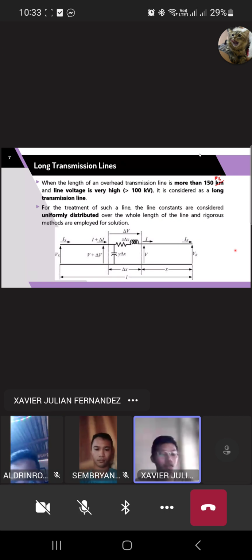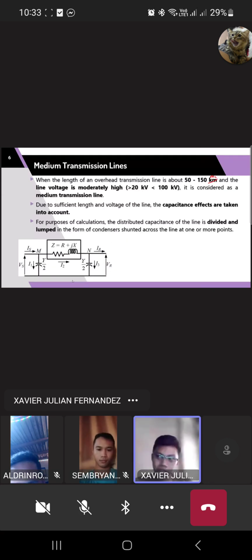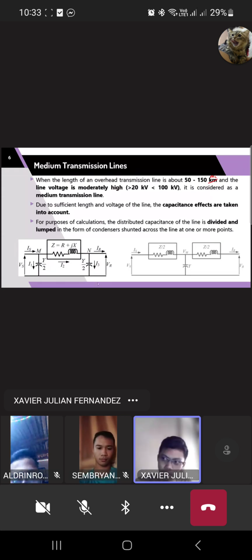Short, medium, long. Okay, there's actually something I missed in the medium transmission line. There's a third representation, and this is not a common representation because it oversimplifies the capacitance. But we will tackle that next week. It's called the end condenser method. So we have nominal pi, nominal T, and the end condenser method. Okay? End condenser. E-N-D, not and.